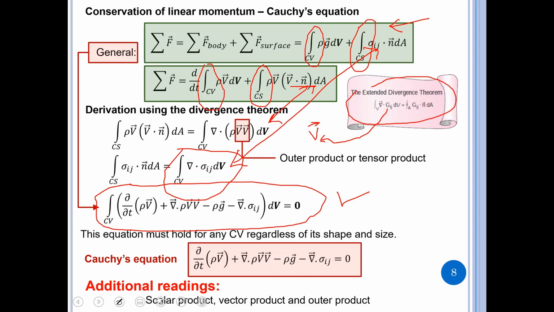Now for this expression, we have some variable times dV, integral over control volume, equal to 0. For this equation to be true, the integrand, which is within the bracket, has to be equal to 0, and that is being done here. And this particular equation is called Cauchy's equation. Now this equation must hold for any control volume regardless of its shape and size.